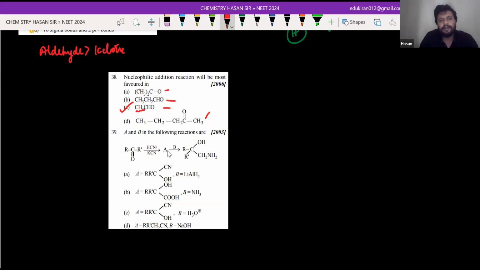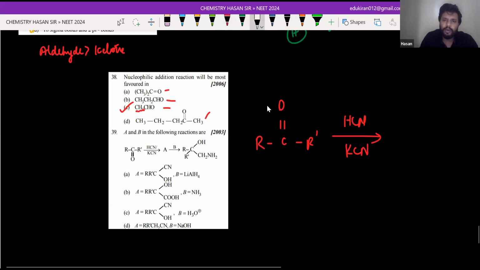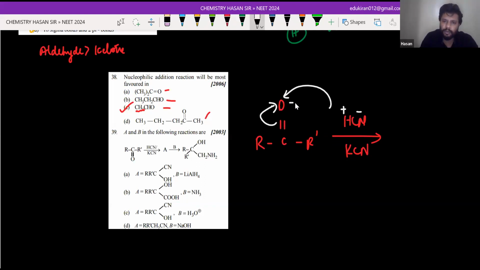Yes. Now you can see A and B you need to calculate, right? So first of all, R C double bond R dash is there. So what you are going to do is very simple. You know that this is also nucleophilic addition reaction. HCN in the presence of KCN. So this will go like this. This is plus, this is minus, this will be going to this because this is negative, this is positive. So CN will be coming in. So what you will get as A, RCOH is there, and then comes your CN, and then comes your R dash.